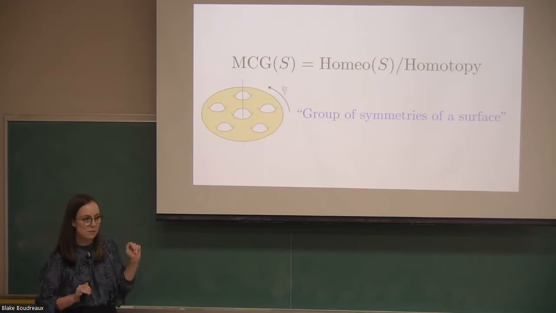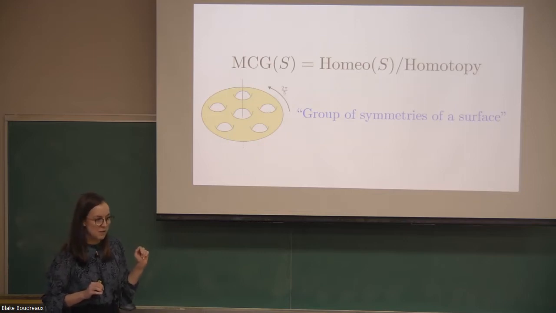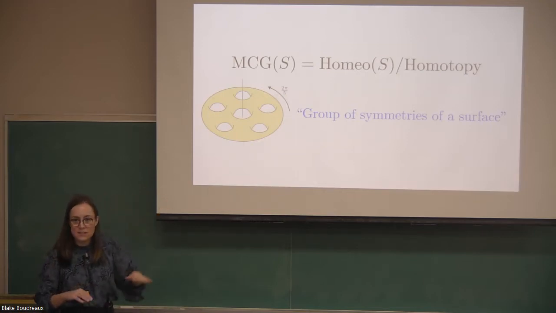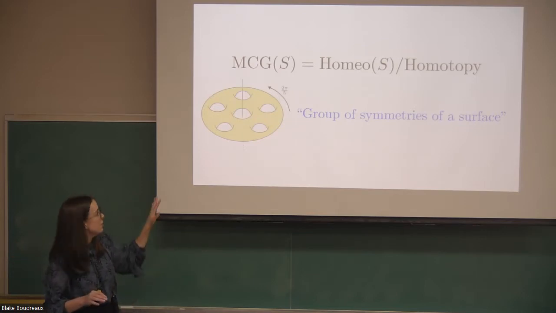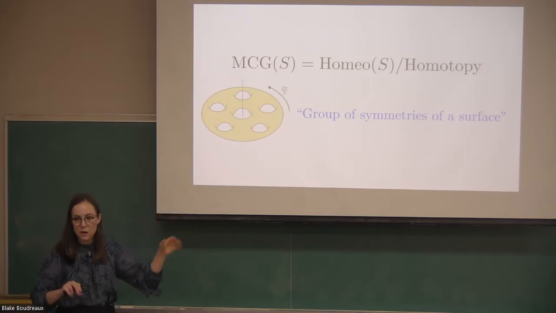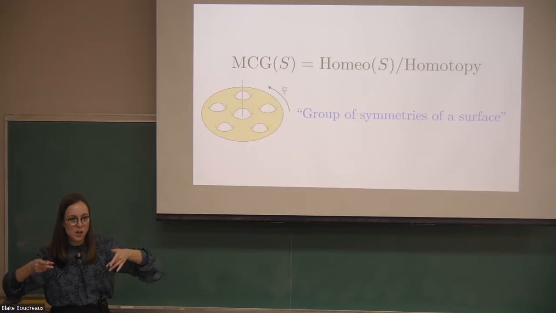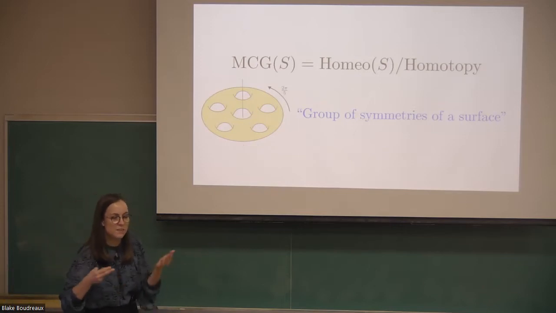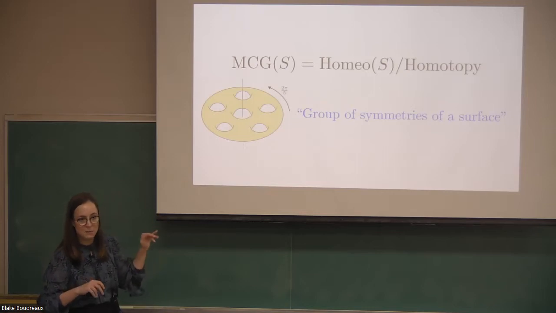Another way to... Not always. Sometimes we have punctures. One way to think about this is that this is the group of symmetries of a surface. So you have some of your classical symmetries. Here we see a rotation of order 5 on the surface of genus 6. We also have reflections, which we call involutions. But then we also have more complicated symmetries, which have infinite order. We'll get into some examples of those later.